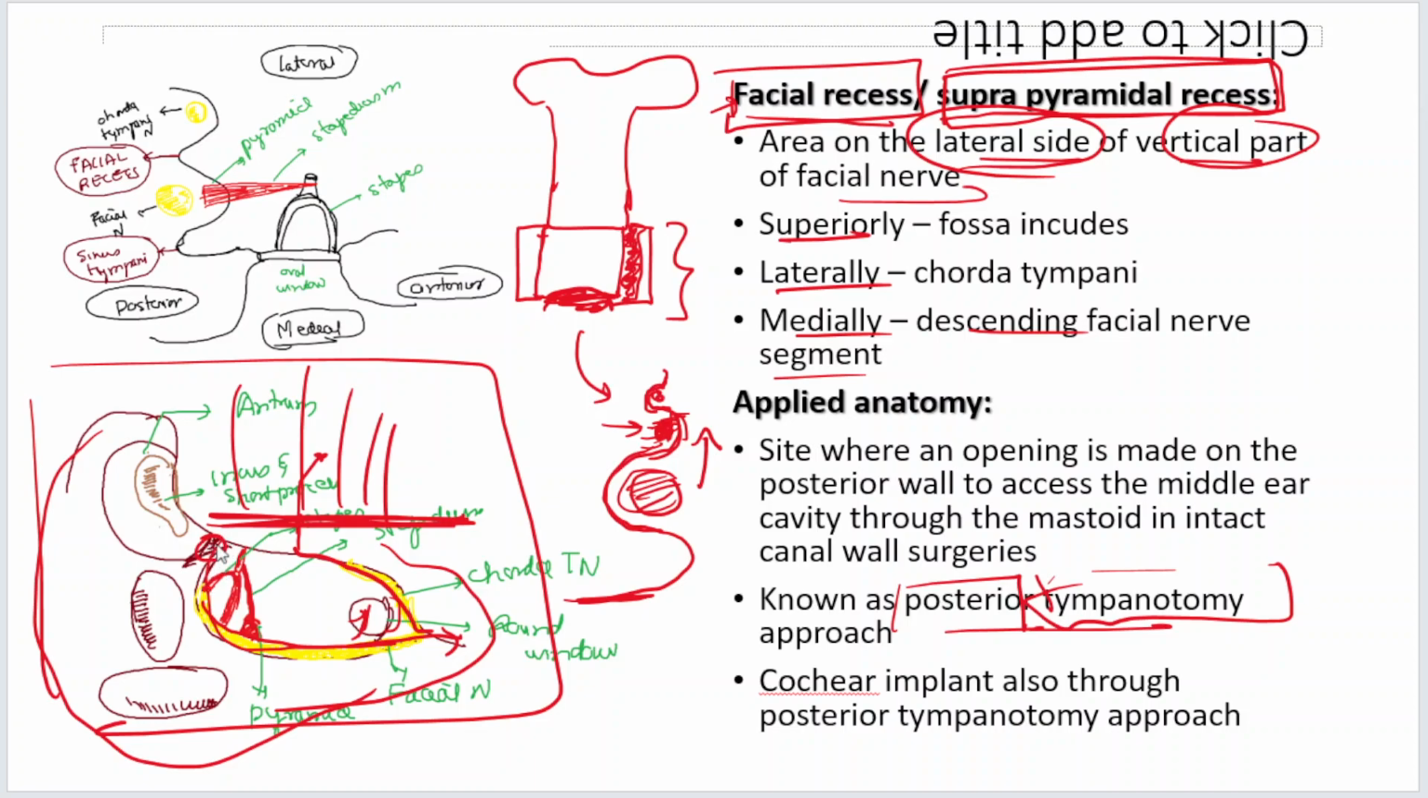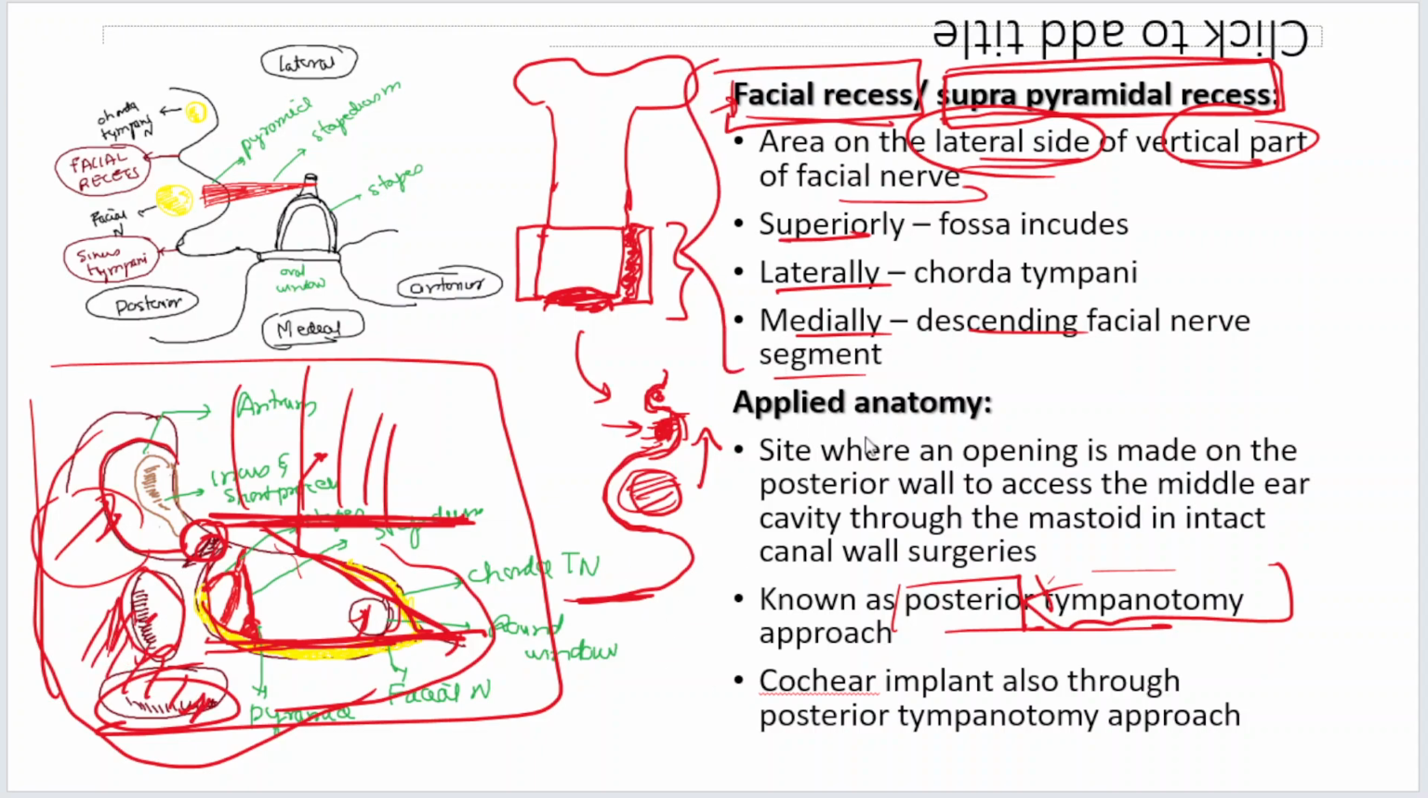So, the facial recess is bounded inferiorly, also called medially, by the facial nerve, laterally by the chorda tympani, and superiorly by the fossa incudus. Above you will have this antrum. You have this additus. From this is antrum, additus. And beyond you will have the lateral semicircular canal and the posterior semicircular canal in the floor of the cortical mastoidectomy. Okay. So this is the facial recess.